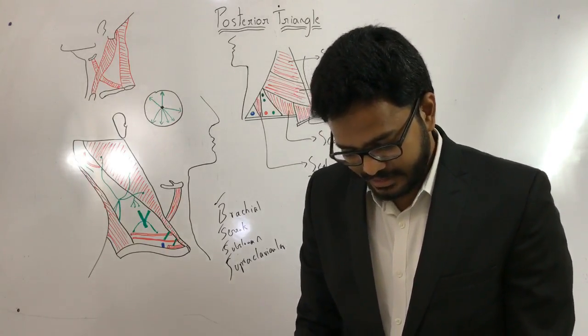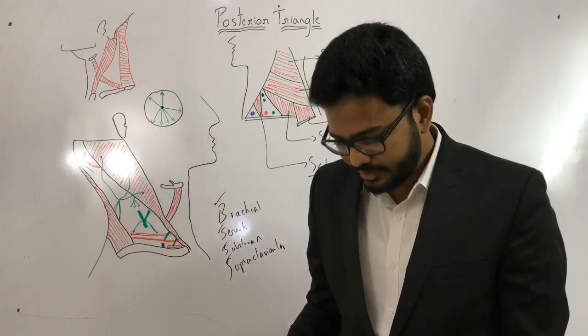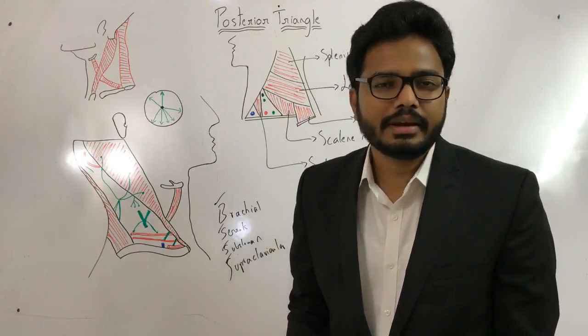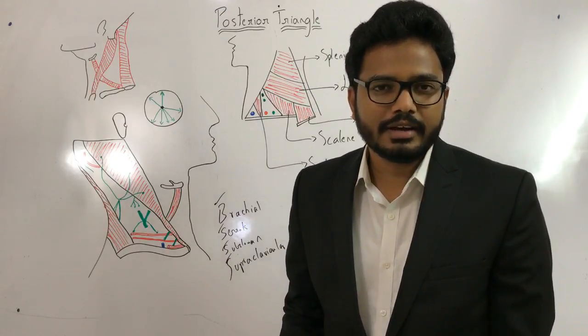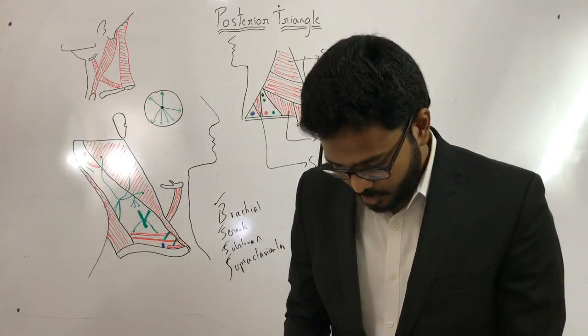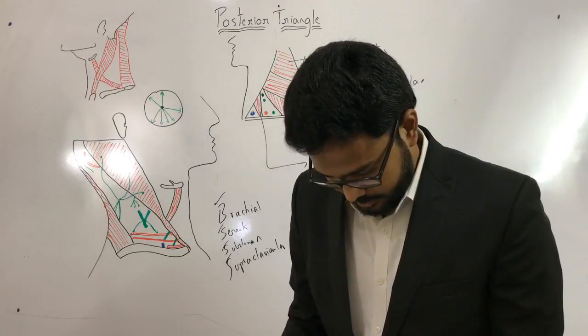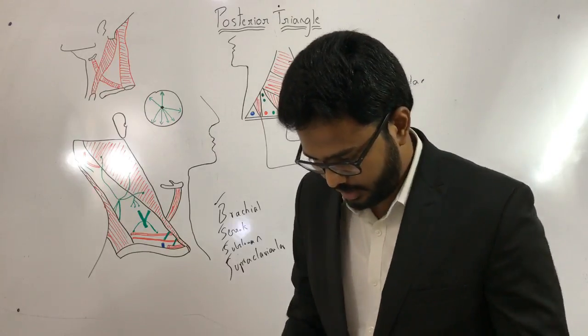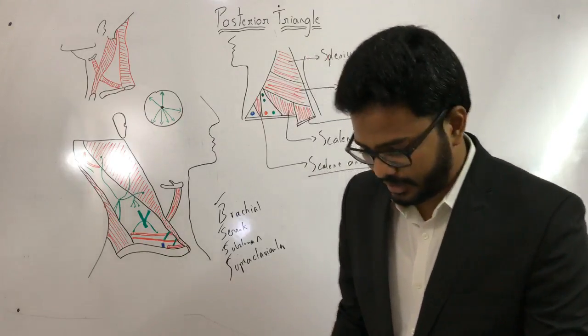So it's option D. So inferior belly. I said anterior belly. Yeah. Inferior belly of omohyoid divides the posterior triangle into a large upper occipital and a small lower subclavian triangle. So option D is the appropriate answer. None.